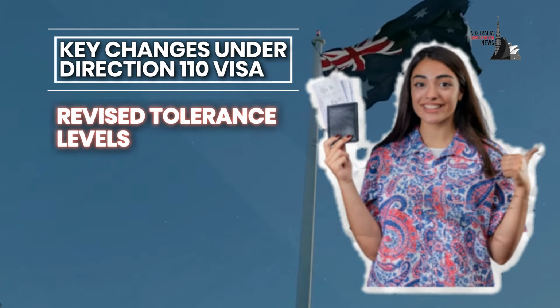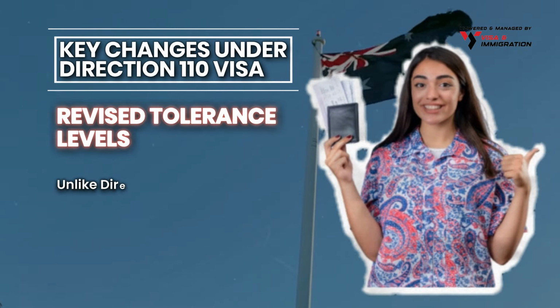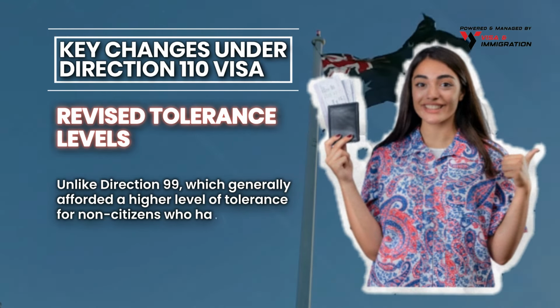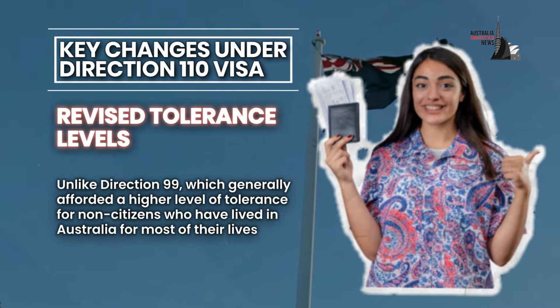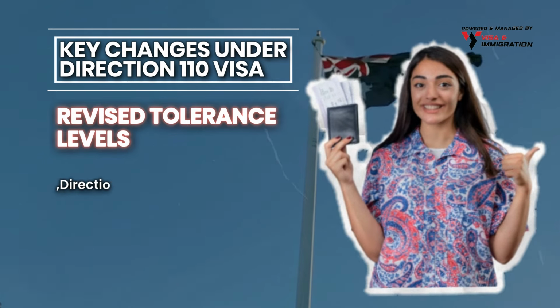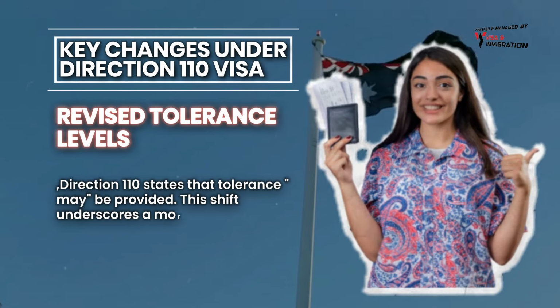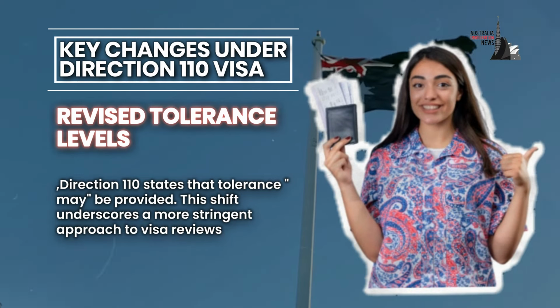Revised tolerance levels. Unlike Direction 99, which generally afforded a higher level of tolerance for non-citizens who have lived in Australia for most of their lives, Direction 110 states that tolerance may be provided. This shift underscores a more stringent approach to visa reviews.